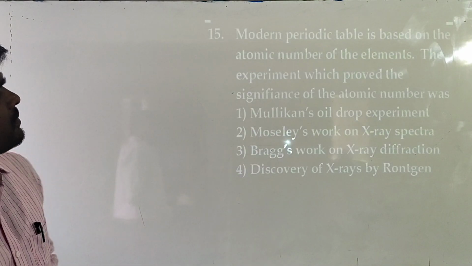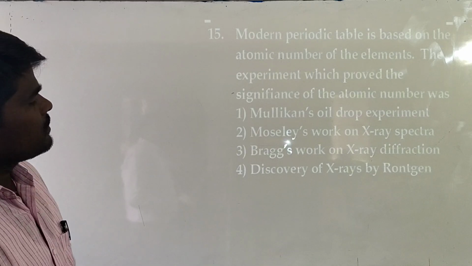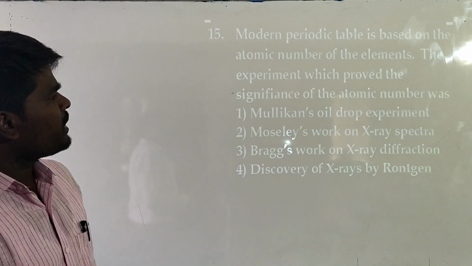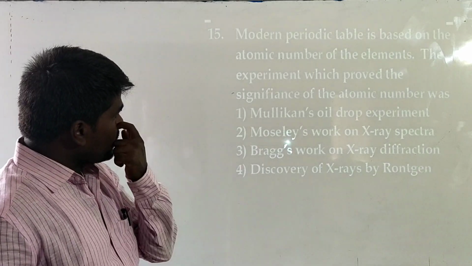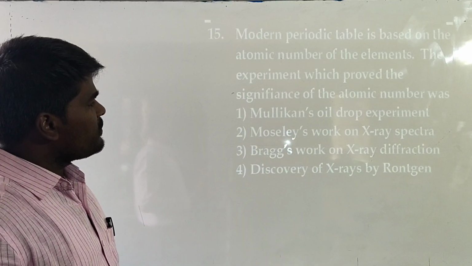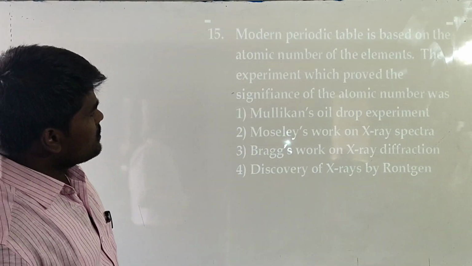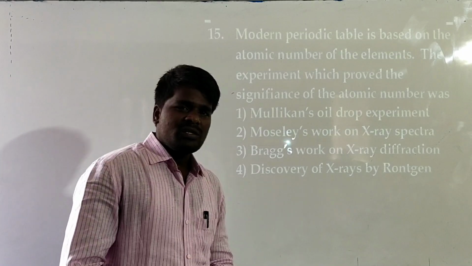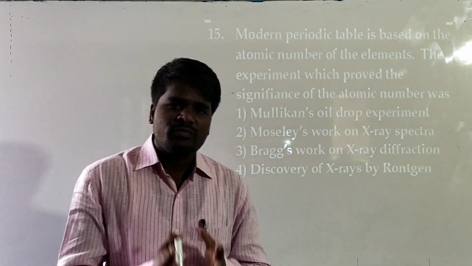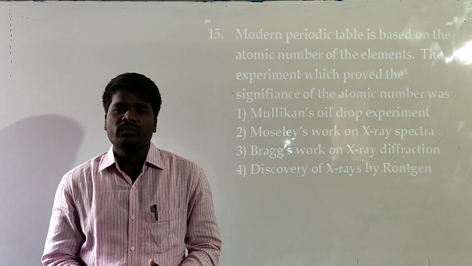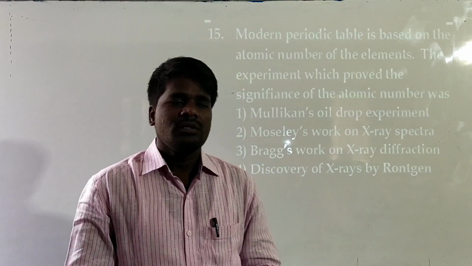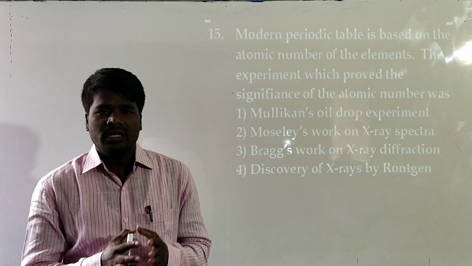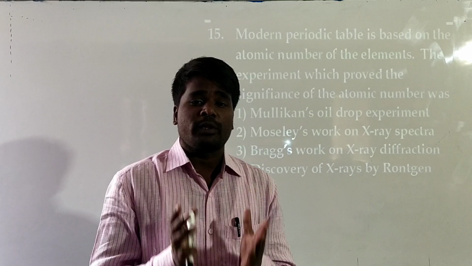We'll go to the next question. Read the question thoroughly. Modern periodic table is based on the atomic number of the element. The experiment which proved the significance of the atomic number was. Just now also we have discussed this. The person who discovered the atomic number was Henry Moseley, and what was the experiment that he conducted to discover the atomic number? In the synopsis part we have already discussed this. He discovered the atomic number by X-ray spectroscopy.